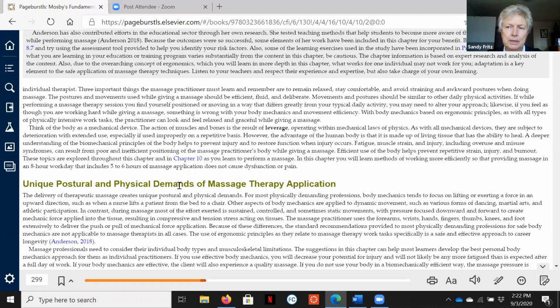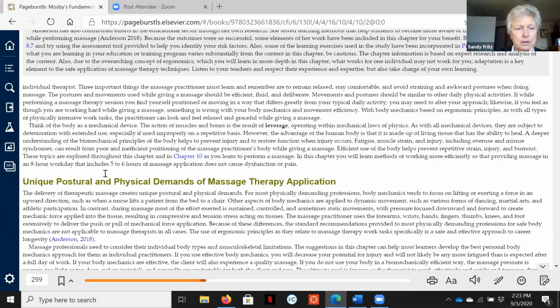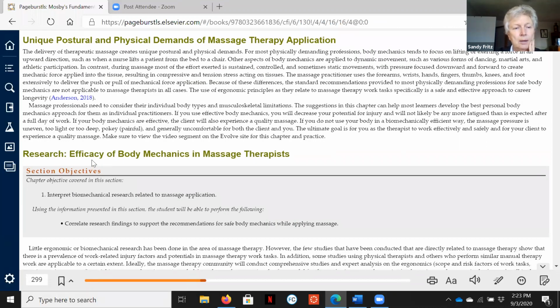So that's why we need our own ergonomics analysis and our own biomechanics analysis. And hopefully the Massage Therapy Foundation will be able to continue on with their research in this vein. You can donate to the Massage Therapy Foundation and you can earmark money for the ergonomics and biomechanics studies. So, read your section objectives and remember your learning chunks here.